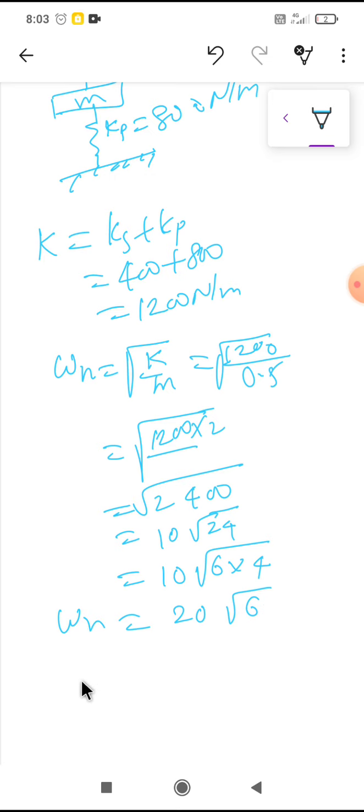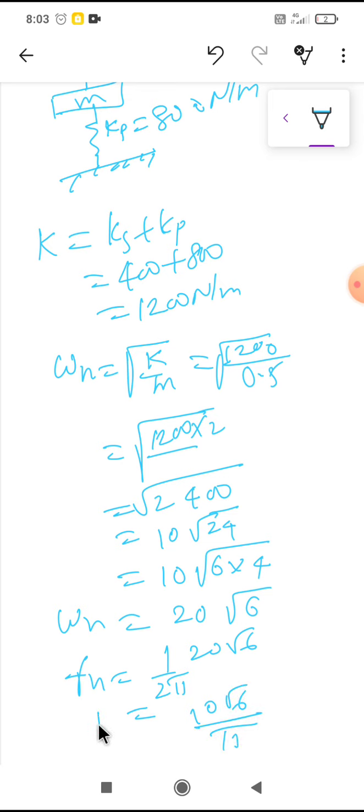If I want to find the linear frequency, it will be 1 upon 2 pi times 20 root 6, so it will be 10 root 6 by pi for the linear frequency. So this solves our example.